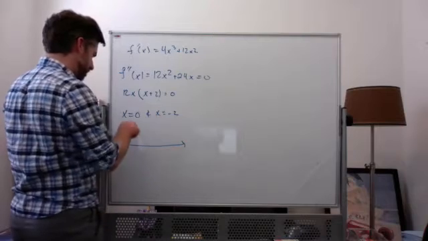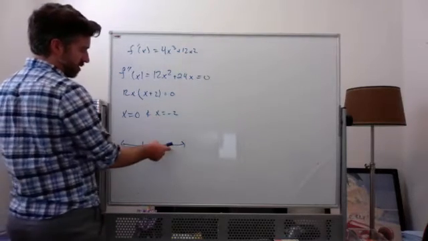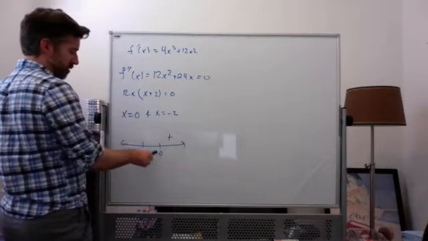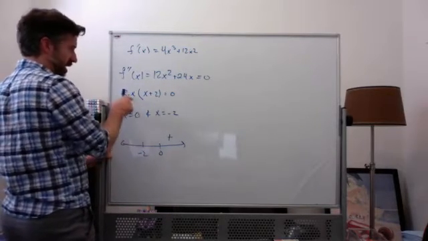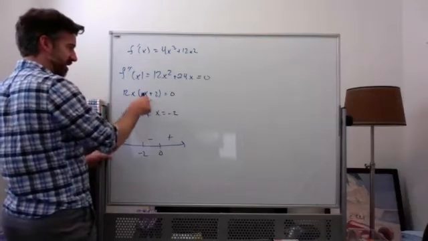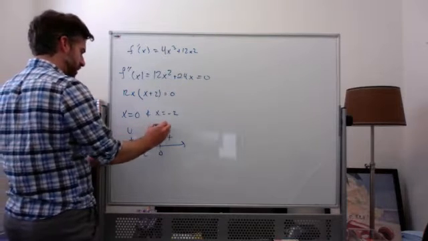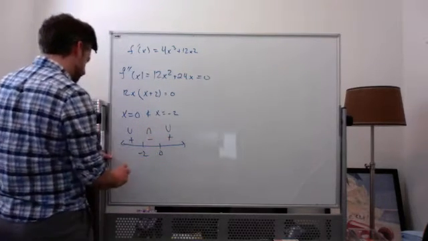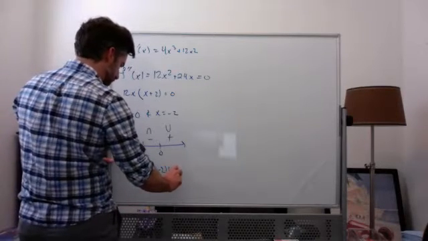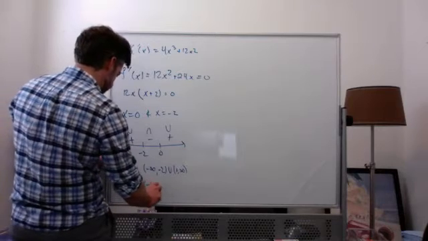Number line, put the 0 and the -2 in the right order, the order is important. Integer larger than 0, like 1, plug it in, it's a positive times a positive. Integer between 0 and -2, like -1, it's a negative times a positive, so it's negative. Integer like -3, it's a negative times a negative. So it's concave up, concave down, concave up. So I would say it's concave up on the interval from -infinity to -2, union 0 to infinity. It's concave down from -2 to 0.